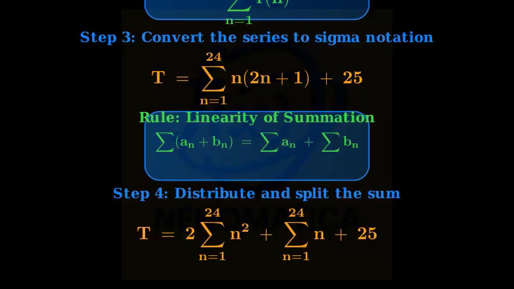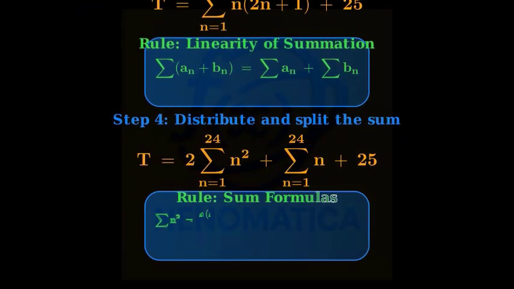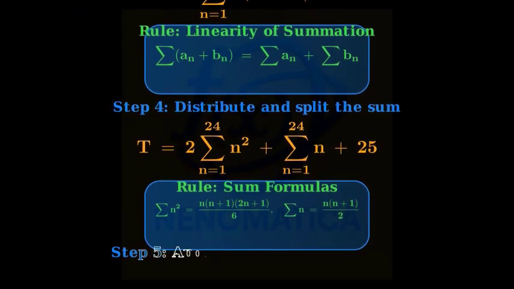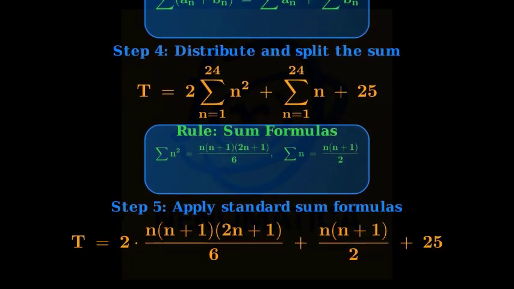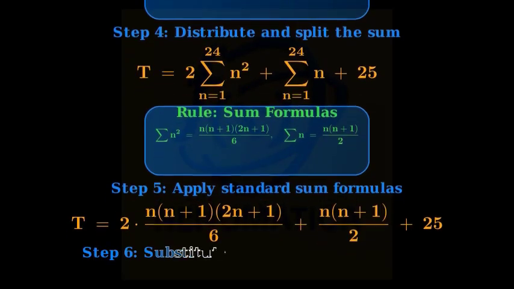Rule: sum formulas. The sum of n squared equals n times n plus 1 times 2n plus 1 divided by 6, and the sum of n equals n times n plus 1 divided by 2. Step 5. Apply the standard formulas. Step 6. Substitute n equals 24. Substitute n equals 24 into the formulas.